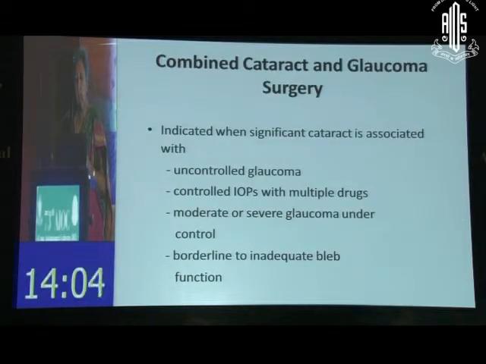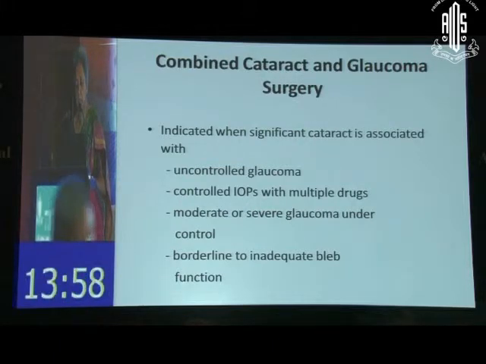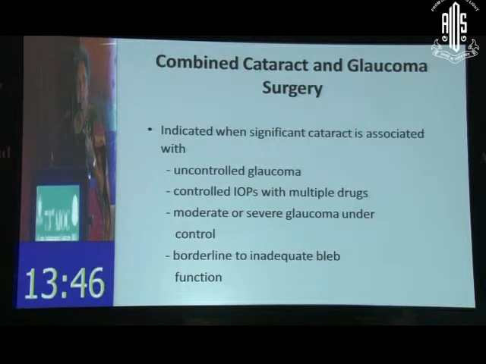So when do we do the combined cataract and glaucoma? It is indicated when there is a significant cataract, an uncontrolled glaucoma, the patient is on multiple drugs, moderate or severe glaucoma damage, or a borderline and inadequate bleb already present where it is likely to fail, then you go for trabeculectomy with the cataract surgery.